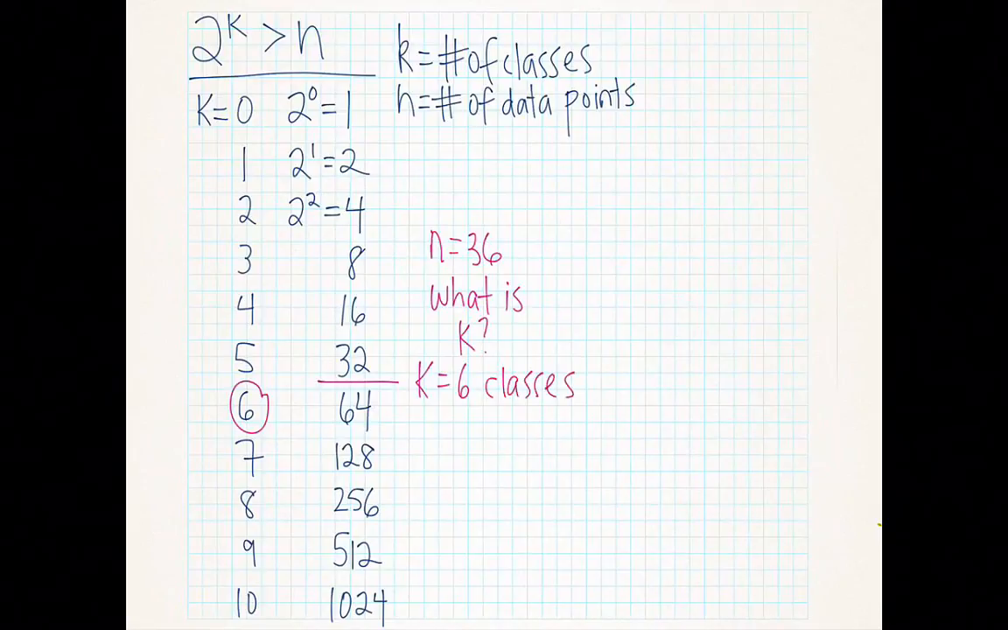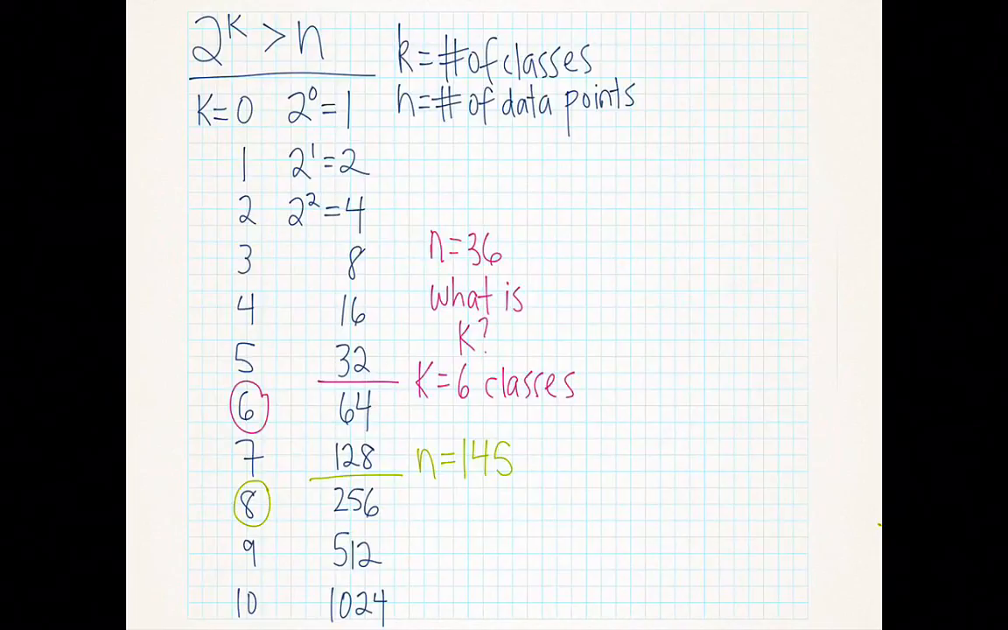And if you were to do the same thing, let's say we wanted a value of n equals 145, then we would go here. We see that we're between 7 and 8, but the lowest value of k that would get us above the value of n would be 8. So that is how to use the 2 to the k is greater than n rule.